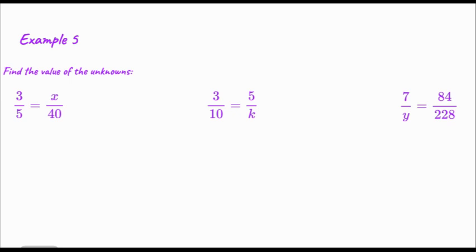Now let's talk about finding the values of unknowns. Here we're going to use cross multiplication to determine what the value of each unknown is. So I'm going to go ahead and cross multiply 3 times 40. That's 120. And then 5 times x, that's just 5x. And we'll go ahead and divide by 5. So 120 divided by 5, let's think here. That should be 24. So x is equal to 24.